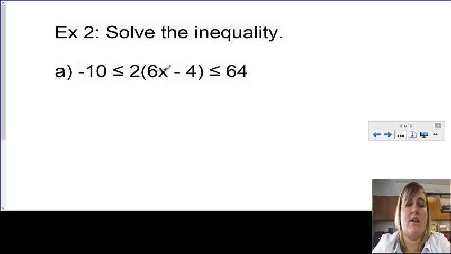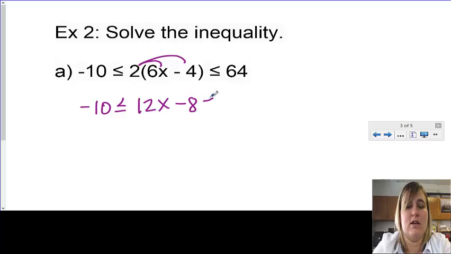Same thing here. I'm trying to get x by itself, so I need to simplify everything in the middle first. So I'm going to start by distributing the 2. I have negative 10 is less than or equal to 12x minus 8, which is less than or equal to 64. Okay, I multiplied to get these two.